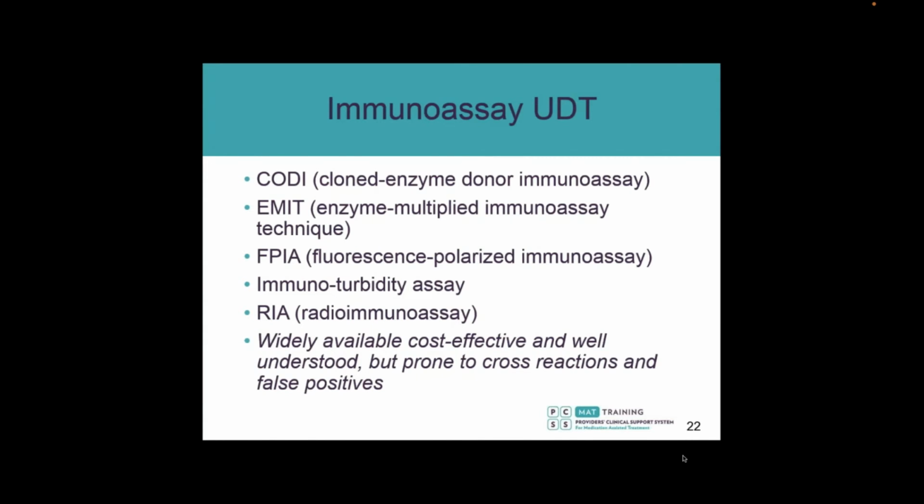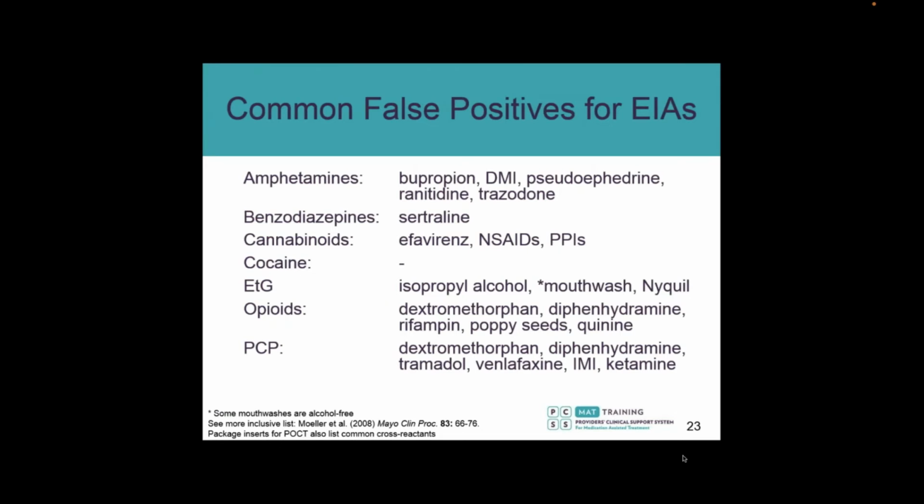So as I said, the screening part of urine drug testing is by immunoassay. And there are various types: EMIT, CEDIA, fluorescence polarization immunoassay. The bottom line is that they're all based on antibody-antigen interaction. They're widely available and cost-effective, and they're very well understood, but they are prone to cross reactions and false positives, and in some cases, false negatives. So, common false positives. I think it's most important to realize that there's local variation in what these are. So always read the package inserts if you're doing point of care testing for the list of common cross reactants they're aware of. Otherwise, you can call your lab and find out what they have more commonly seen as cross reactants. And a more inclusive list I have down here, referenced by Mullins from Mayo Clinic Proceedings.